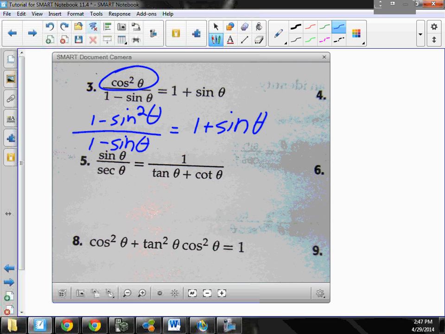So look at the first Pythagorean identity. Sine squared plus cosine squared equals 1. We want it to say cosine squared. So we moved the sine squared to the other side. And then use substitution.